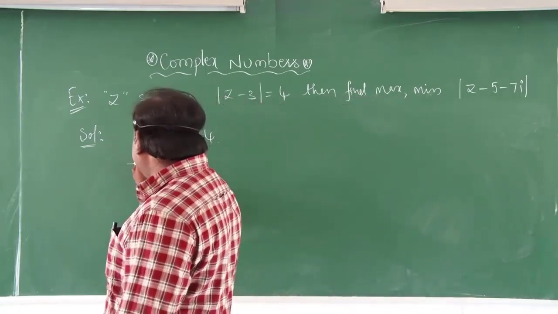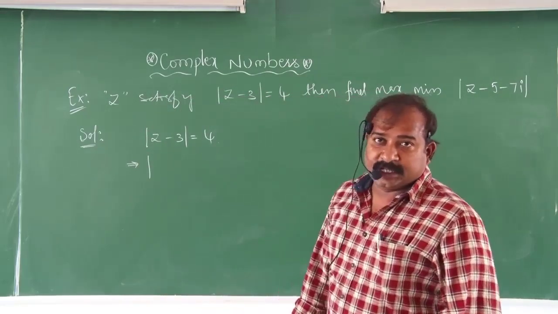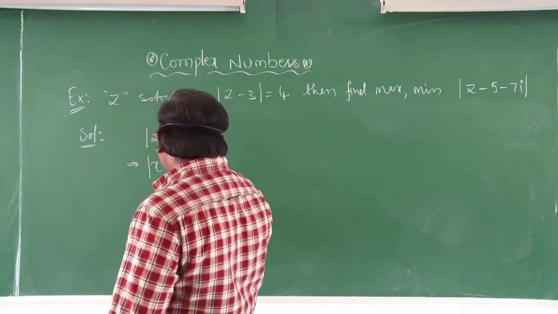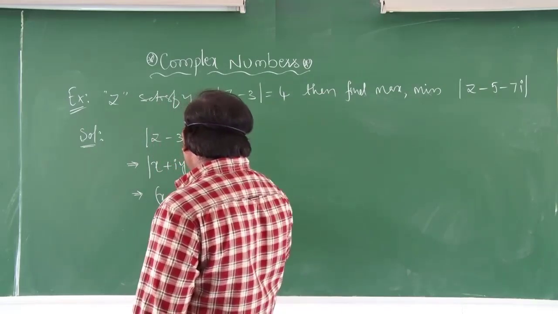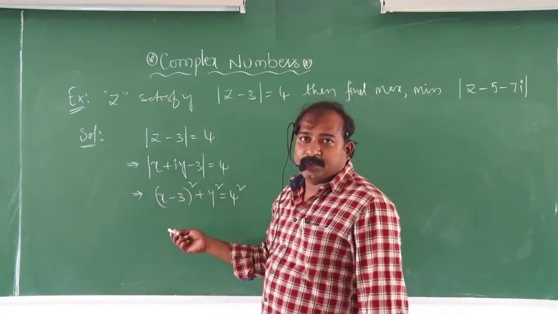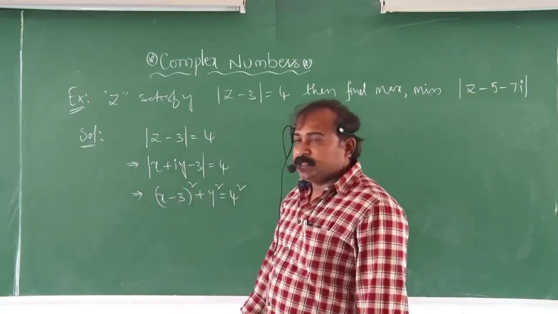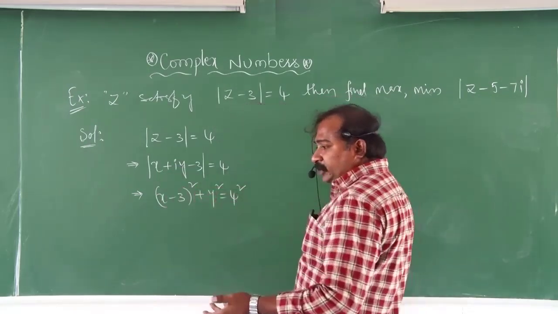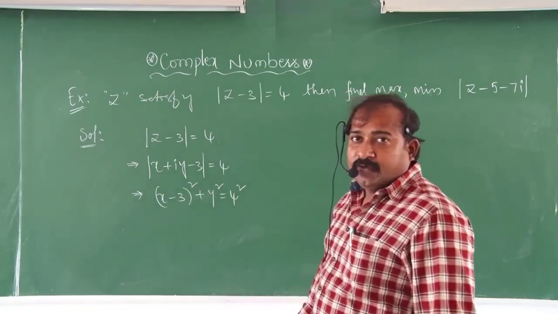Whenever they give it like this, immediately you can take z equal to x plus iy. So here x plus iy minus 3 is equal to 4. Since modulus of z means root of real part whole square plus imaginary part whole square, we get root of x minus 3 whole square plus y square equal to 4. If you square both sides, we get x minus 3 whole square plus y square equals 4 square.